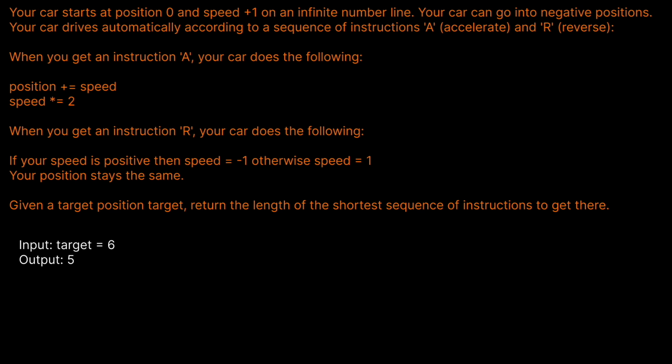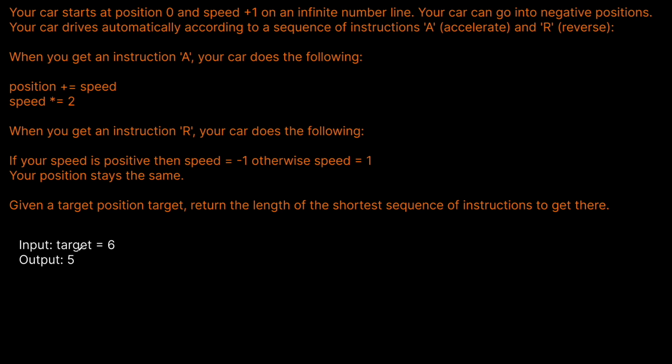If you get an instruction to reverse, your car does the following. If your speed is positive, then your speed becomes -1, otherwise your speed becomes 1, and your position will stay the same. Given a target position target, return the length of the shortest sequence of instructions to get there. So let's look at an example and try to figure out how we might do this.